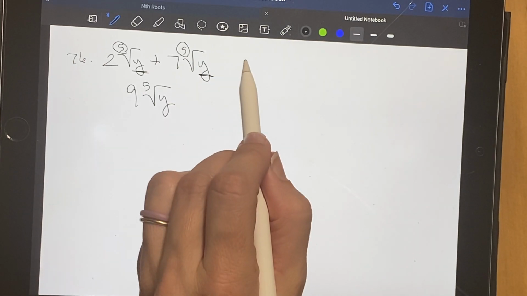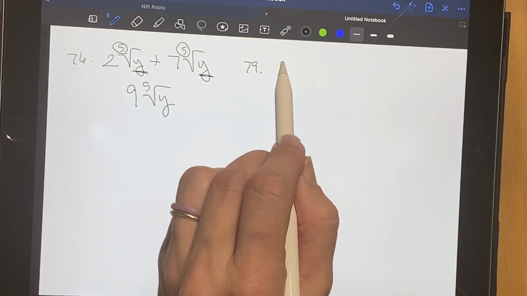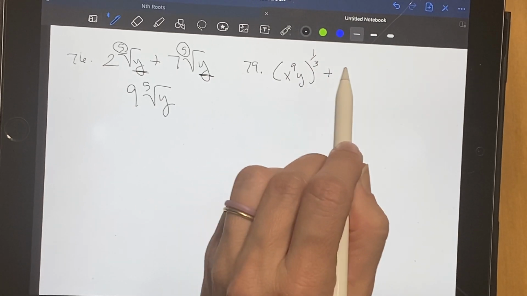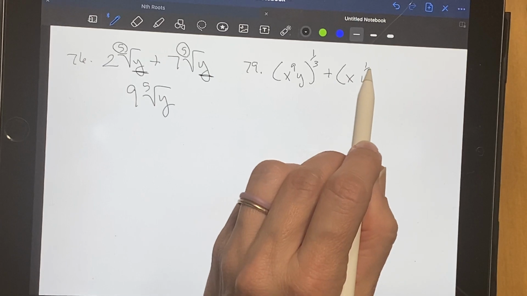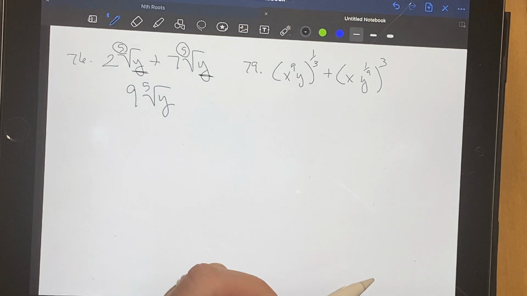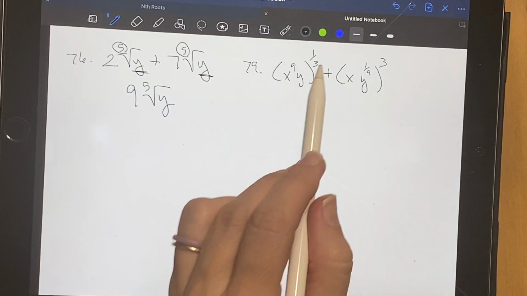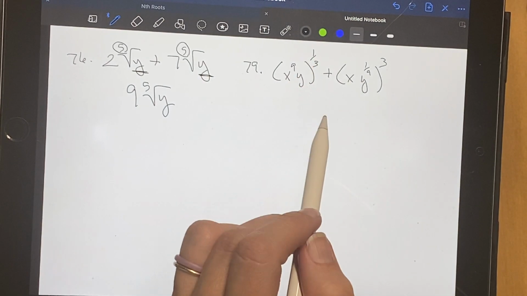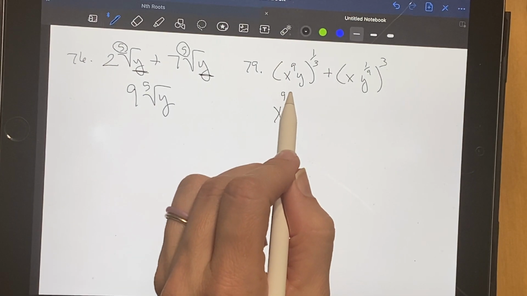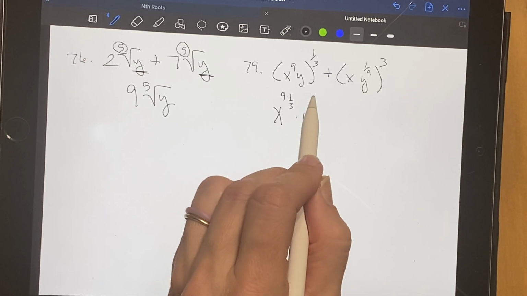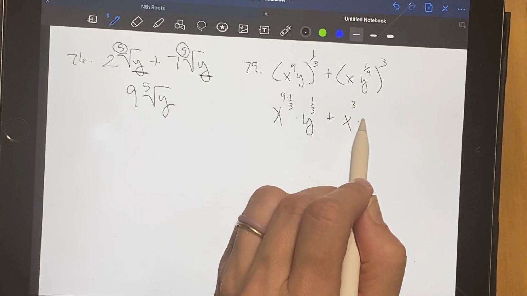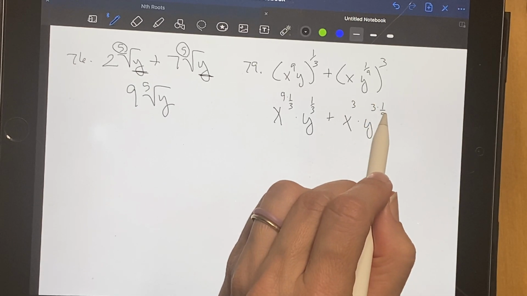Okay, so for 79, we've got x to the 9th y all raised to the 1/3 plus x y to the 1/9 all raised to the 3rd. The thing that we want to do here is go ahead and distribute out our fractional exponent. So now I have x to the 9th times 1/3 times y to the 1/3 plus x to the 3 times y to the 3 times 1/9.